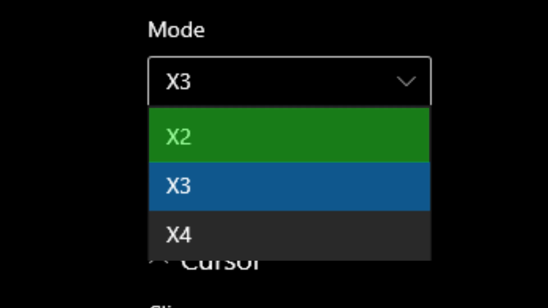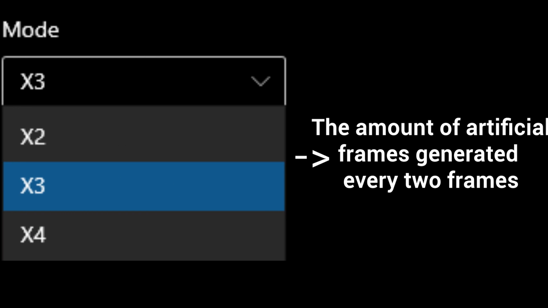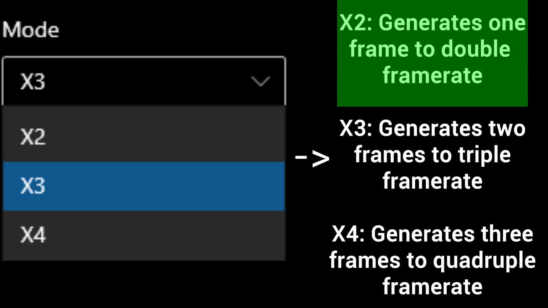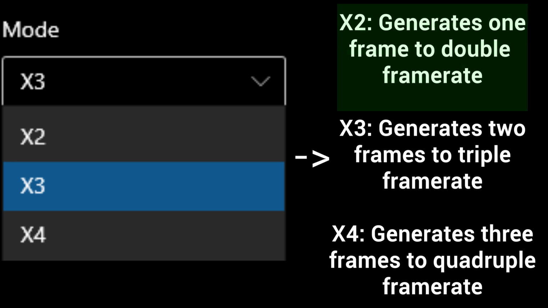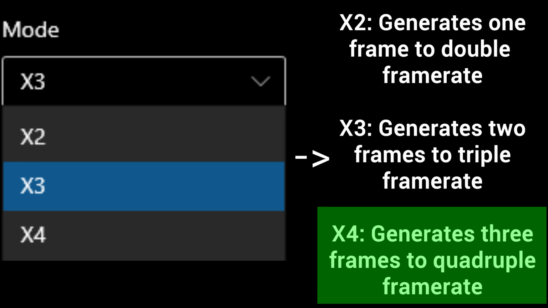Currently, there are only ×2, ×3, and ×4 modes available. They represent the amount of intermediate or artificial frames generated every 2 frames by the neural network to be fit in the frame sequence. X2 generating 1 intermediate frame to double your frame rate, X3 generating 2 intermediate frames to triple your frame rate, and finally X4 generating 3 intermediate frames to quadruple your frame rate.